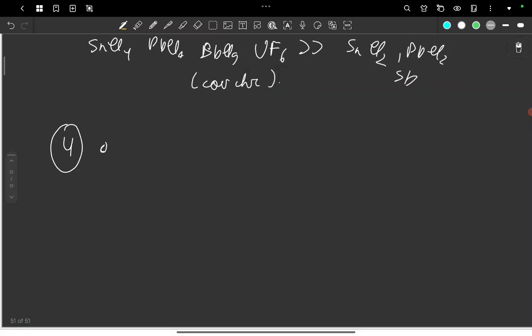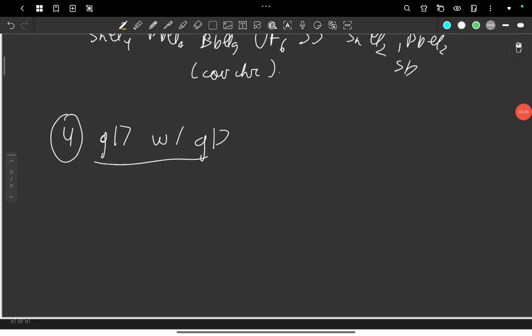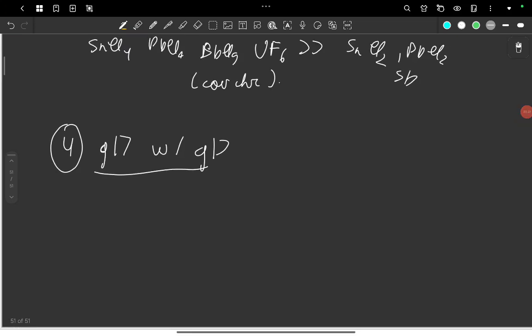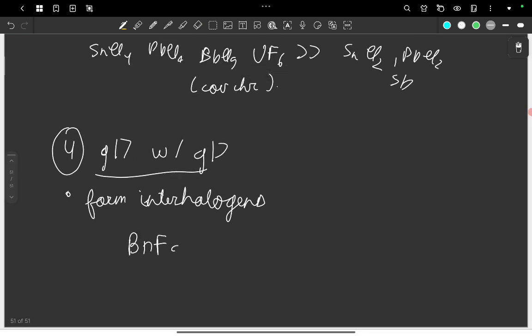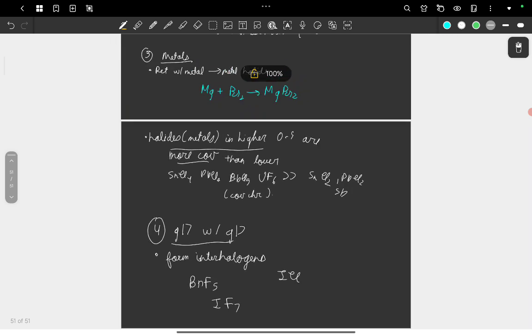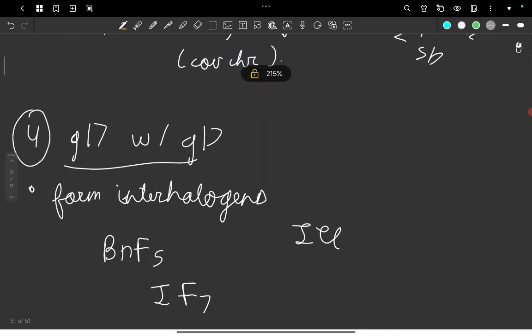Their reactions with other halogens. How do the group 17 elements react with themselves? Basically, they combine amongst themselves to form compounds called interhalogens. What do the interhalogens look like? Compounds like BrF5, which you must have studied in chemical bonding, BrF5, IF7, ICl, and I guess that was it.